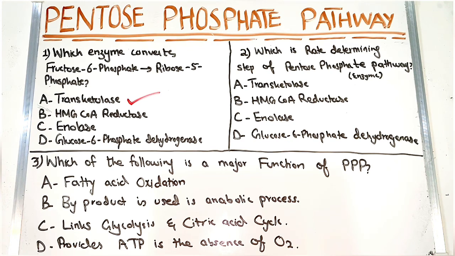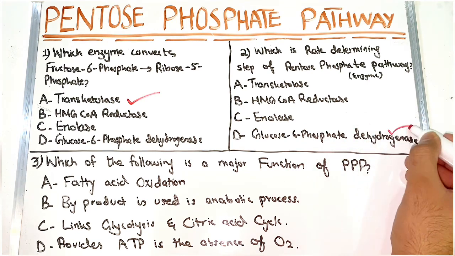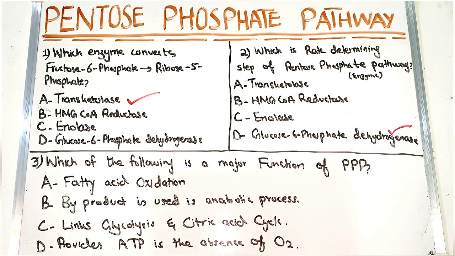Let's move on to the second question, which is the rate determining step of the pentose phosphate pathway. We have to figure out the enzyme, not the step, which is used in it. So here again are the same options: transketolase, HMG-CoA reductase, enolase, and glucose 6-phosphate dehydrogenase. As we know, glucose 6-phosphate dehydrogenase is the rate limiting step of the pentose phosphate pathway, which is used to convert glucose 6-phosphate into phosphogluconolactone.